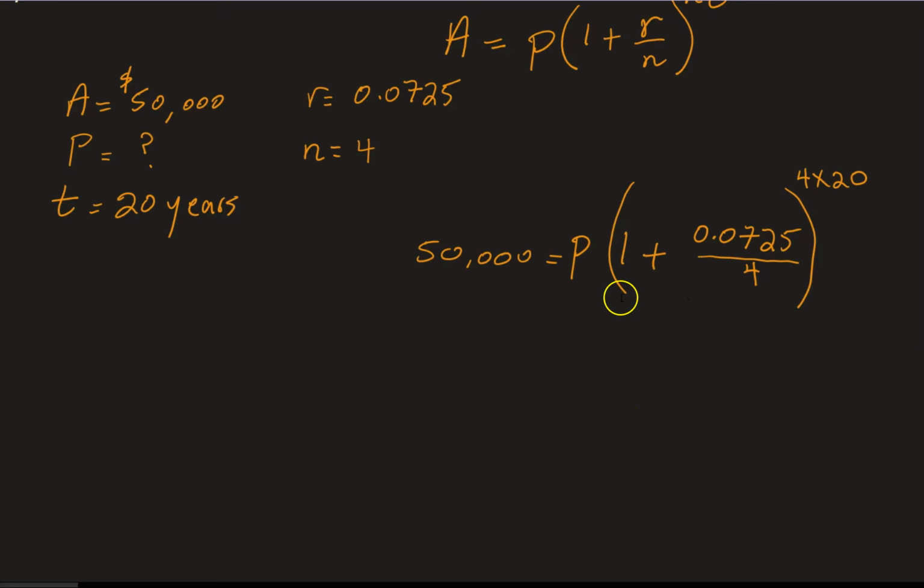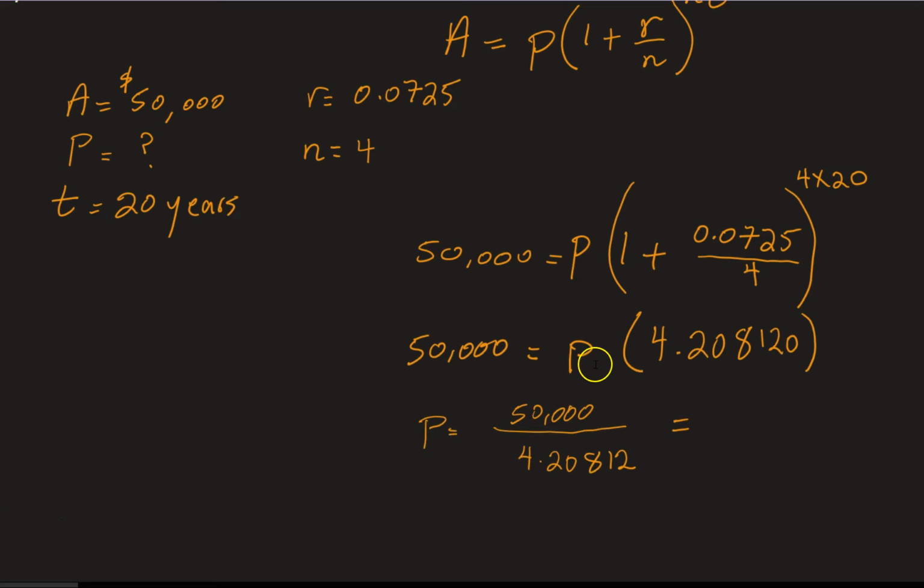So before we do anything else, you can do the math for the bracket and the exponent, and then divide both sides by whatever the coefficient of P is. We have to divide both sides by that. So let's go ahead and simplify. When you do the calculation of the bracket to the power of 80, you get 4.208120.